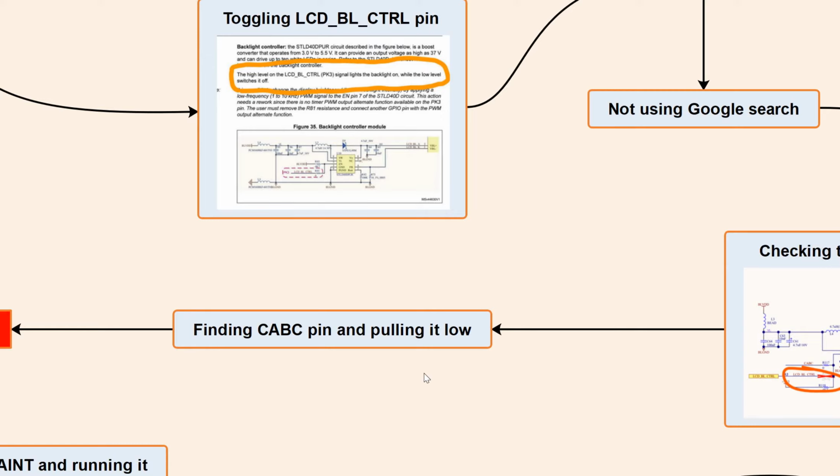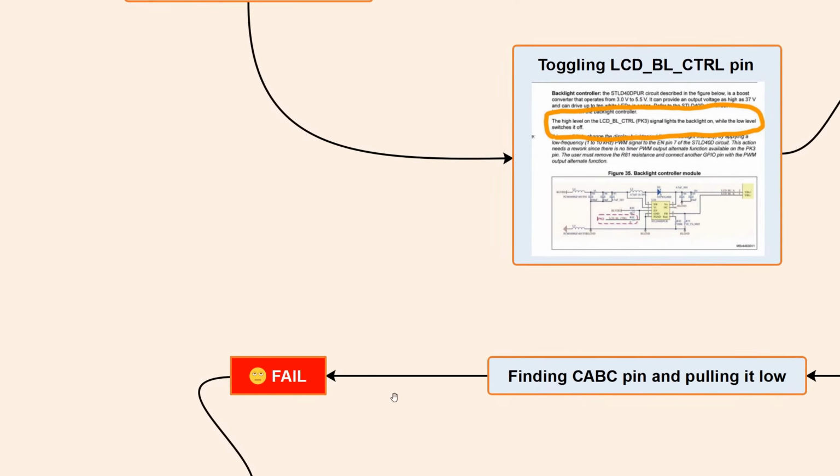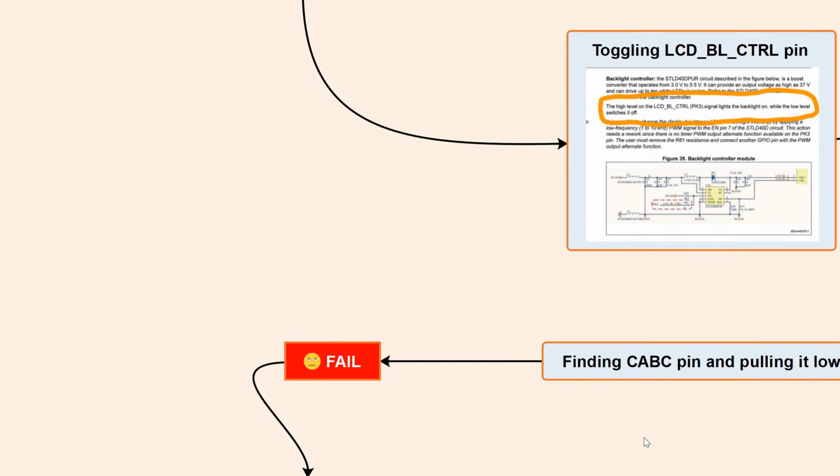As far as I was concerned, when I was looking at the signal here, CABC, I thought it was just another pin that I needed to toggle up and down instead of the other one. So I tried doing that, but it didn't really work because the CABC pin was nowhere to be found. I couldn't interact directly with it anyway.